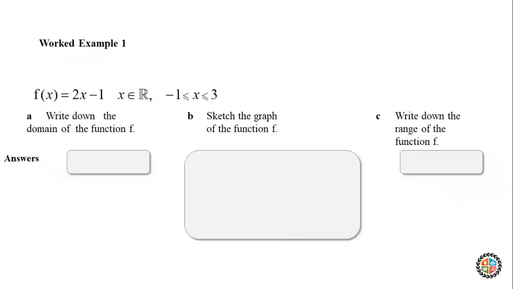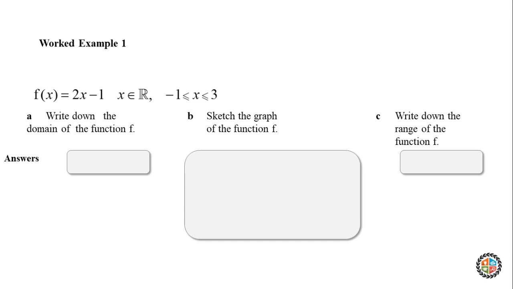Example number 1. f of x is equal to 2x minus 1, where x is an element of the set of all real numbers, where x should be greater than or equal to -1 but less than or equal to 3. First question, write the domain of the function.